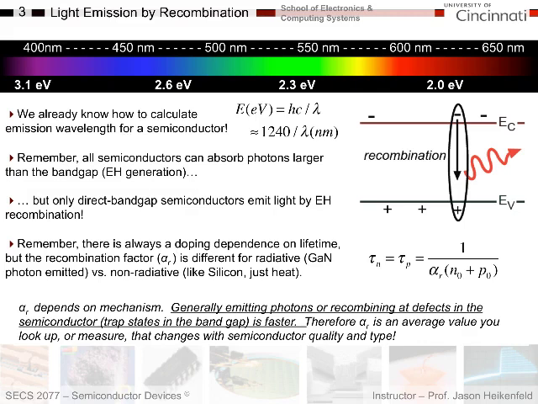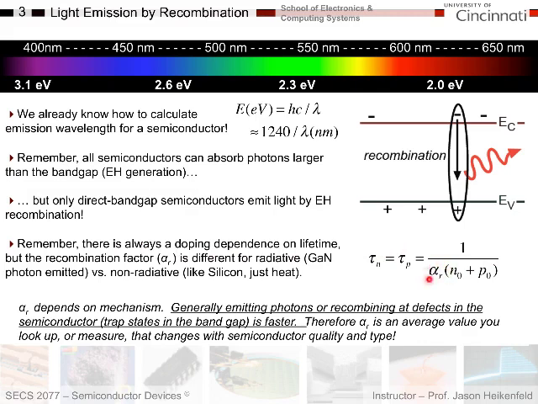So at this point, we are in pretty good shape because we already know how to calculate light emission for a semiconductor. We also know that even though all semiconductors can absorb light, as long as it has larger energy than the band gap, only direct band gap semiconductors emit light by electron-hole recombination. When you talk about this recombination, it's a rate. So if it's a rate per unit second, then it means we also have a lifetime. And remember, there is a doping dependence on lifetime, which we have with this equation. Basically, as doping goes up, lifetime goes down.